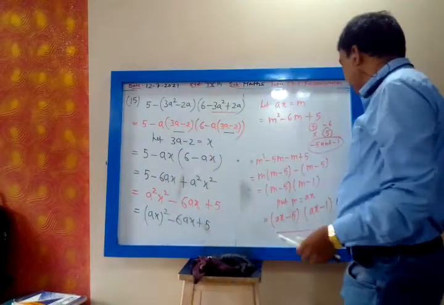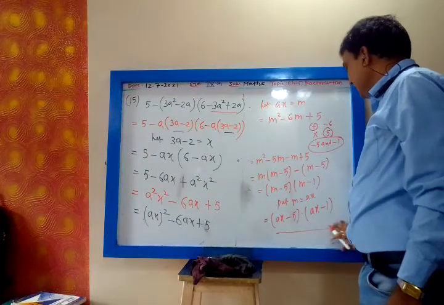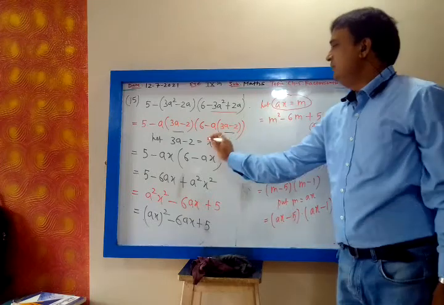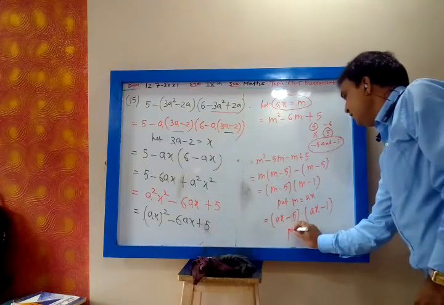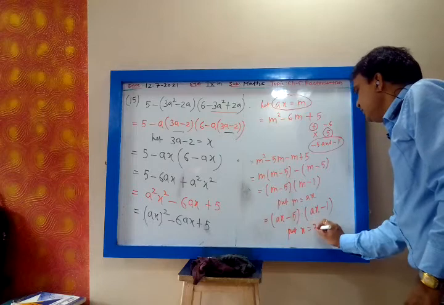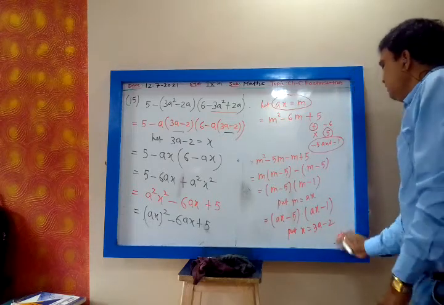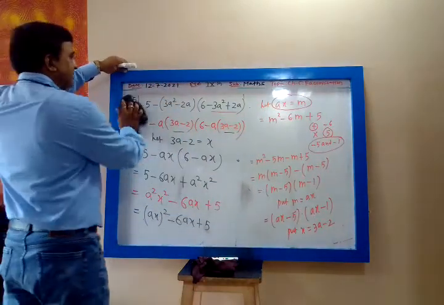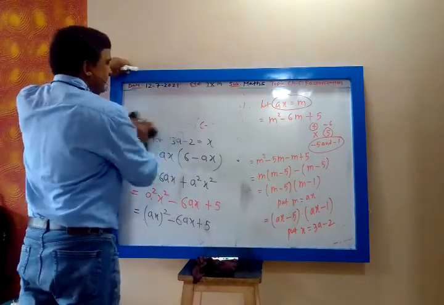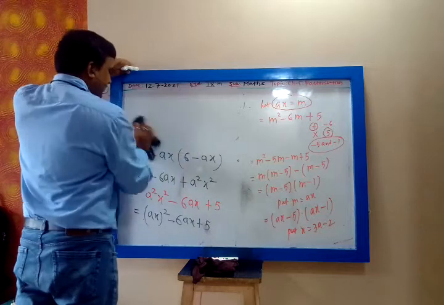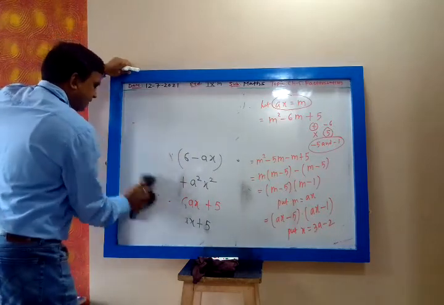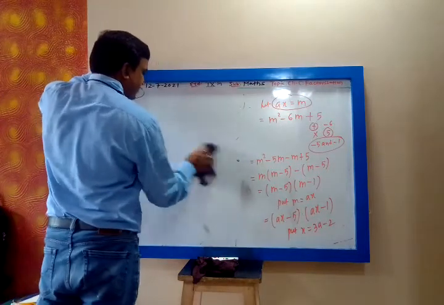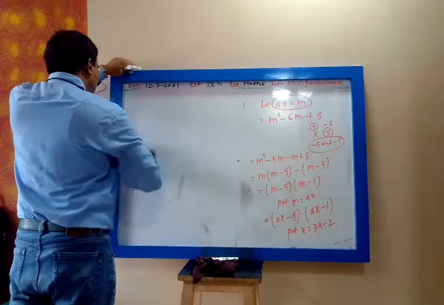Now again you have to put the value of x. You have to put the value of x because I have used the variable two times. So what is x? Put x is equal to 3a minus 2. Put the value of x again.